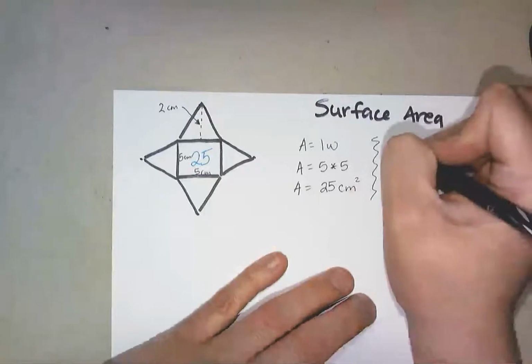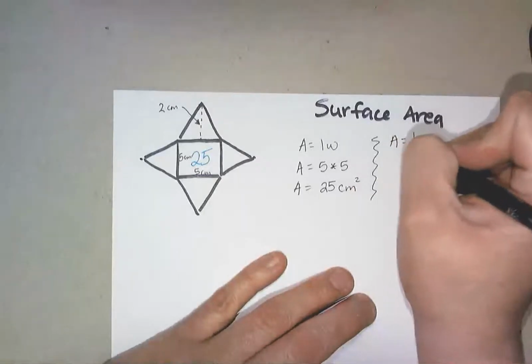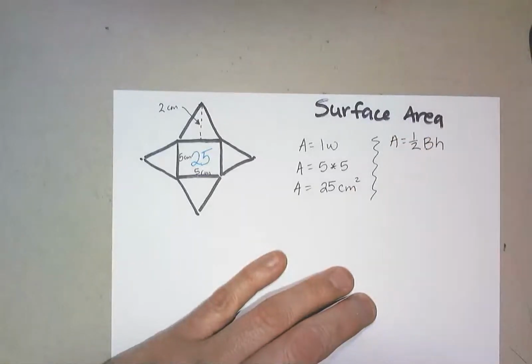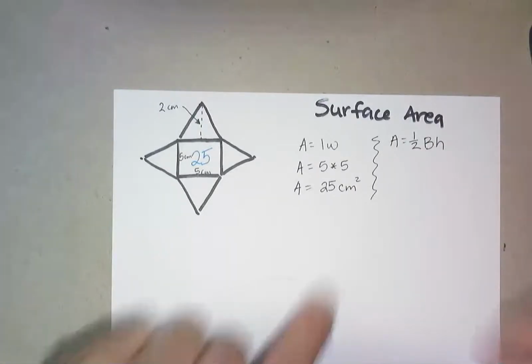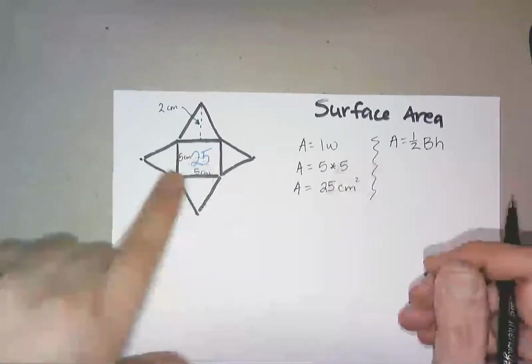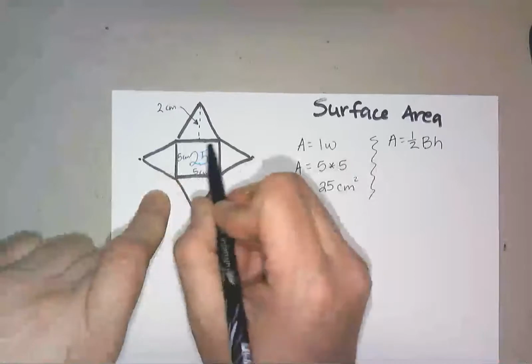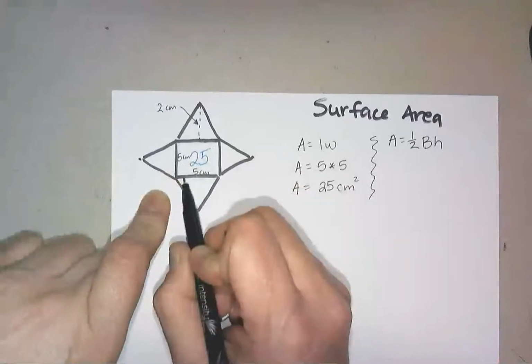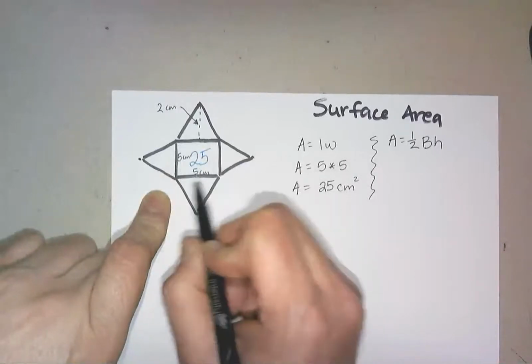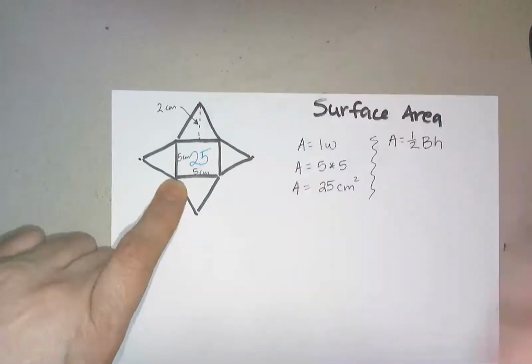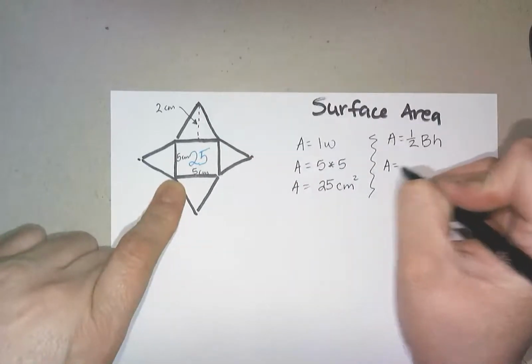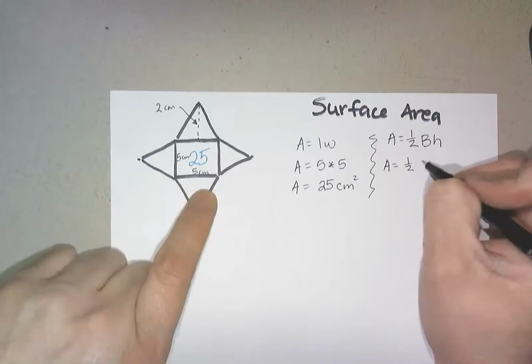So the formula is area equals 1/2 base times height. Okay, so if I look at this, from here to here is my base. I remember length is like base, so that's 5. Then my height is 2. So area equals 1/2. My base is 5.